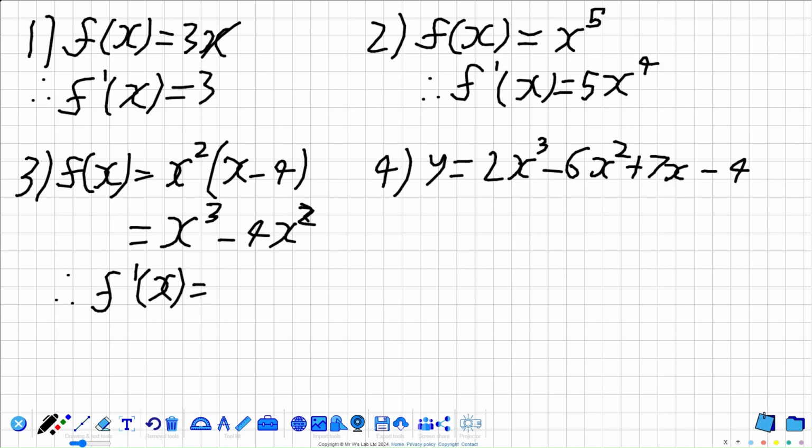So that will just be, move the coefficient to the front, 3x to the power of 2 because we minus 1 power, minus, so now we've got 2 times 4, so 8x, and it's to the power of 1, so we can just leave it at that.